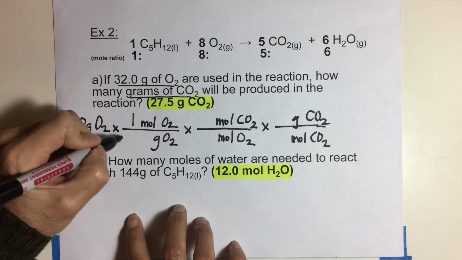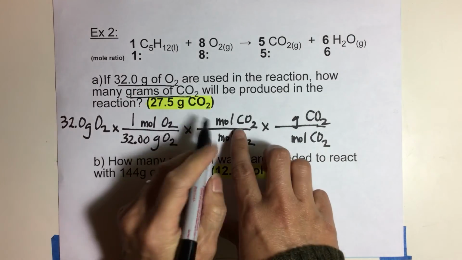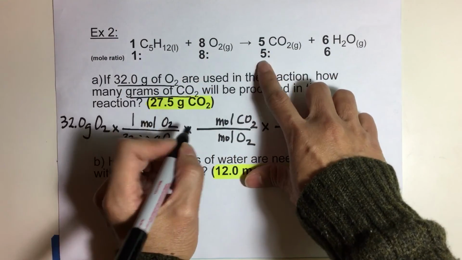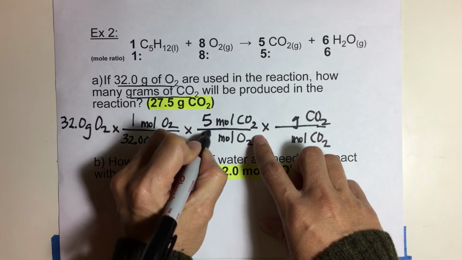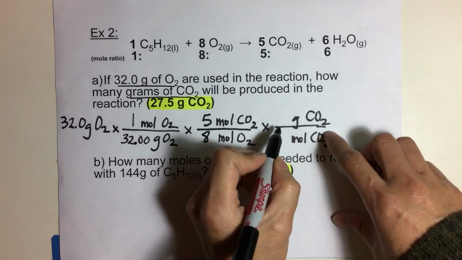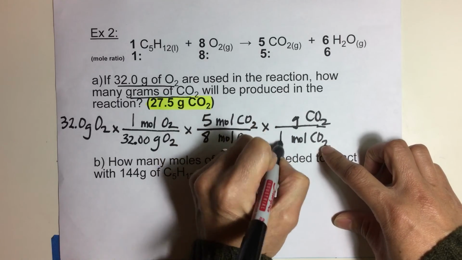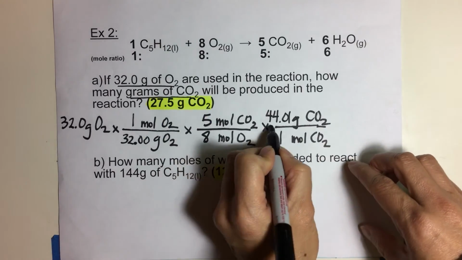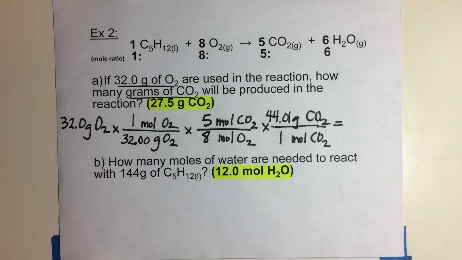1 mole of oxygen has 32.00 grams. The mole ratio between carbon dioxide and oxygen is a 5 to 8 ratio. For every 5 moles of carbon dioxide, there are 8 moles of oxygen needed. So then we look at this, and this is a gram to mole, so it's molar mass. So there's 44.01 grams in 1 mole of carbon dioxide. You multiply this out, again, because of room, we'll write it in a pen rather than a marker.